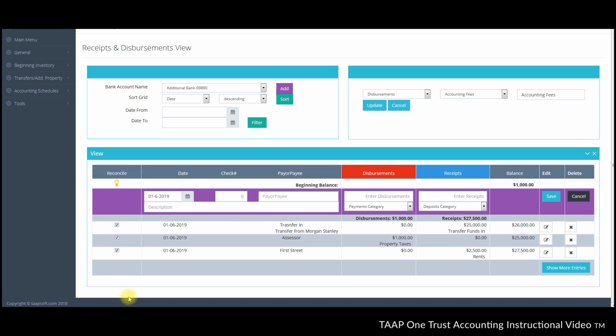So this is Receipts and Disbursements. Thank you so much for joining us, and I hope that this gives you some additional insight on how to use this portion of the program.